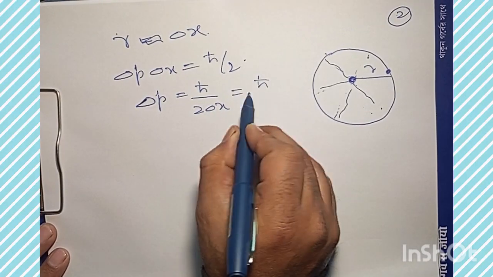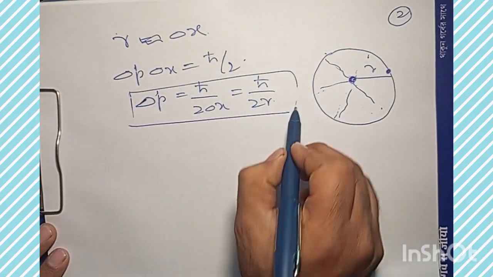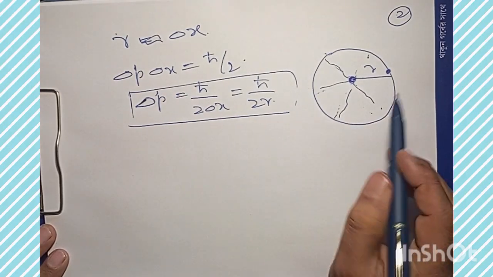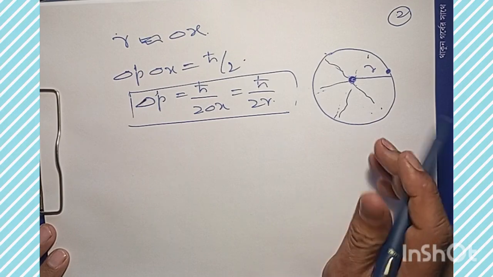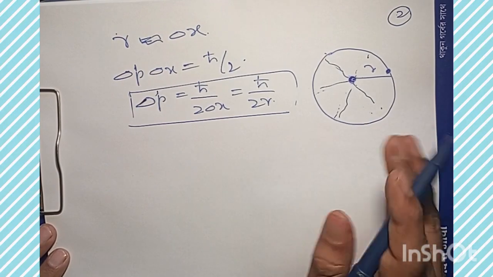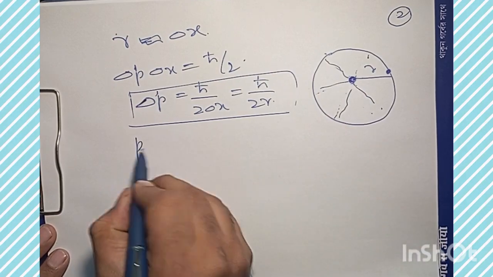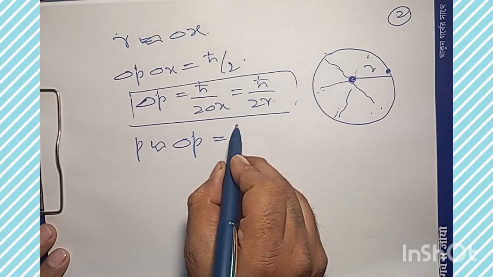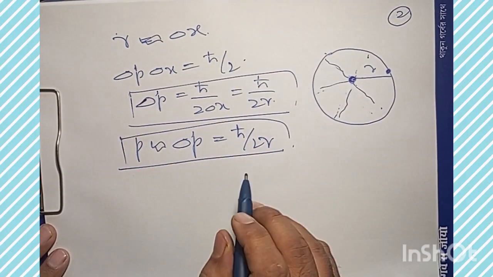So this is h bar by 2r, where r is the radius of orbit within which this electron is revolving around the nucleus. So what can I say here is that hence the minimum value of momentum of electron in this orbit can be chosen as this delta p, which is nearly equal to h bar by 2r. This should be the case.